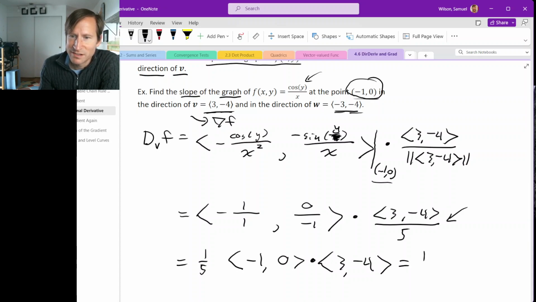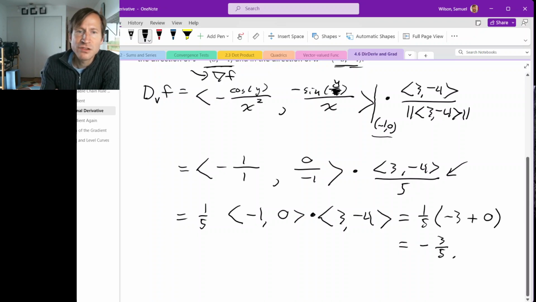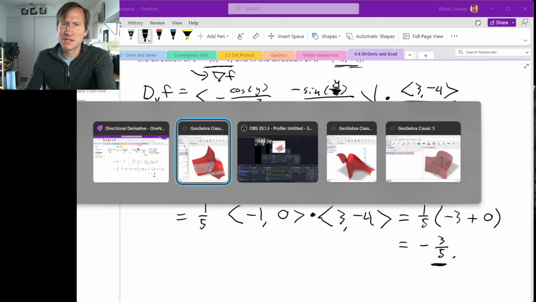And that's going to give us 1/5 times, and then minus 1 times 3, so minus 3, plus 0 times 4, that's 0. So altogether, we get minus 3/5. Okay, so in the direction of v, this graph is going down with a slope of 3/5. So let's look at a picture of this graph.